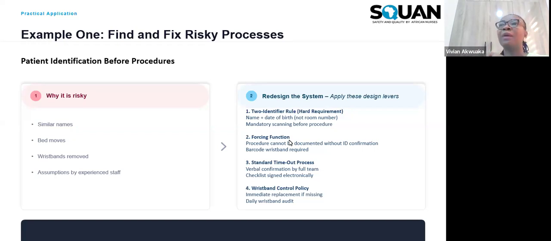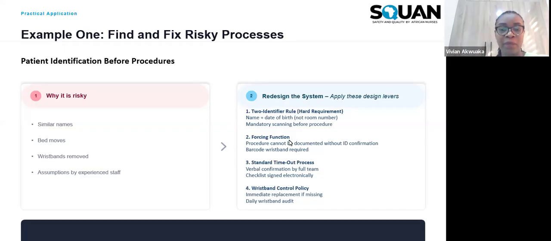Sometimes wristbands are not permanent, right? They can fall off, they can be removed, something can go wrong. Some hospitals don't even use ID wristbands. And then the assumptions by staff: "Oh, I assume that it's the same patient I attended to yesterday, so that's what I'm going to go with. It's the same bed, or the same patient that I dealt with yesterday, so it must be the same procedure."